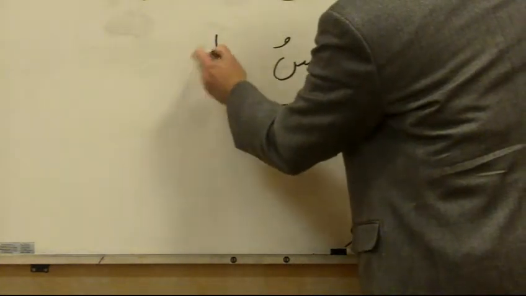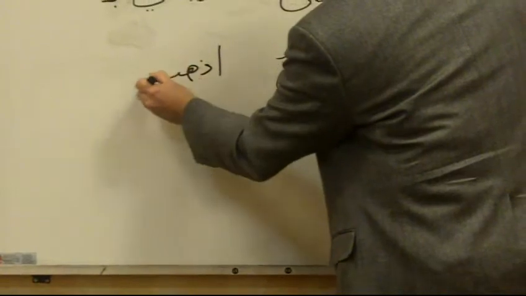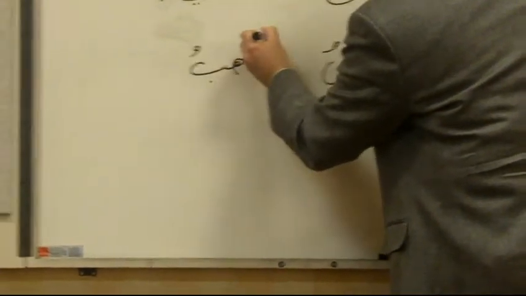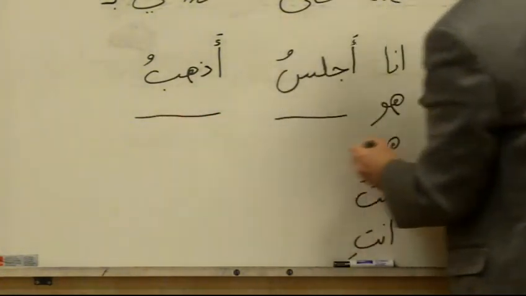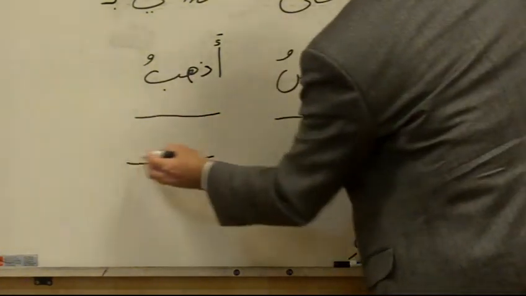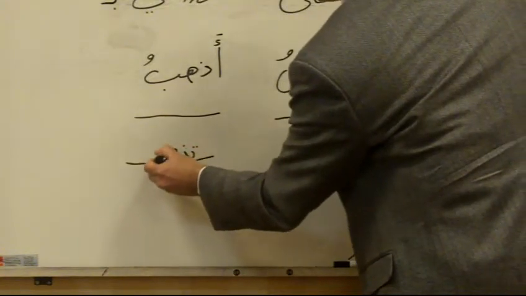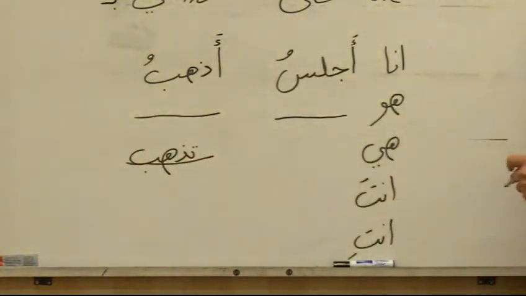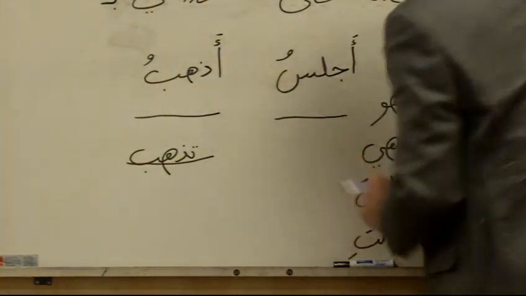The other verb I want you to try to do is أذهب, meaning I go. أنا أذهب, هو, fill in the blanks. هي تذهب, I'm going to help you with this one. تذهب. أنت, أنتِ, fill in the blanks.